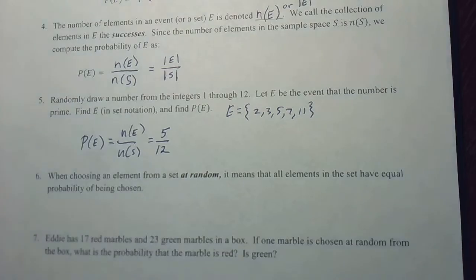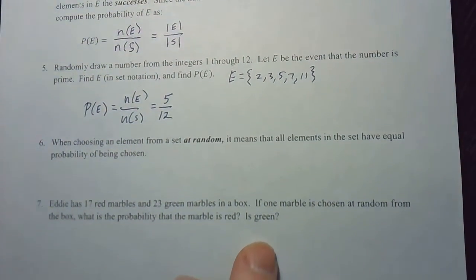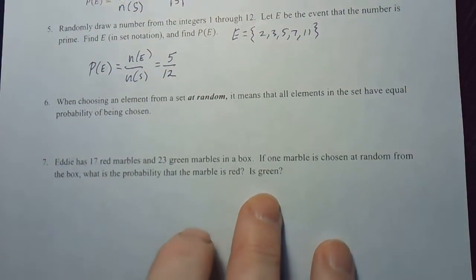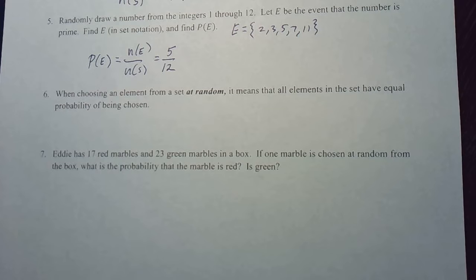Number 6 is just really a kind of a definition. We don't have to write anything down for it. When choosing an element from a set at random, it means that all the elements in the set have equal probability of being chosen. Like when you roll a fair die. The probability of getting a 3 is the same as the probability of a 1, which is the same as the probability of a 6, and so on.